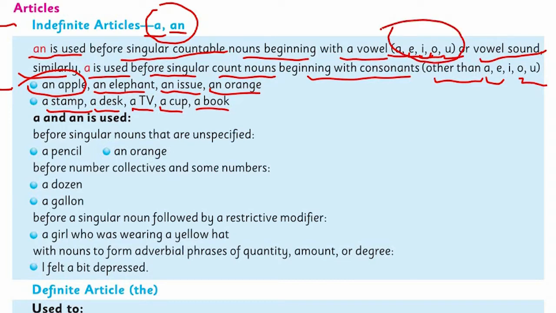Whenever we indicate to one singular item and person, we use a and an. Whenever we indicate to a singular item or person, we indicate to it by using a and an.